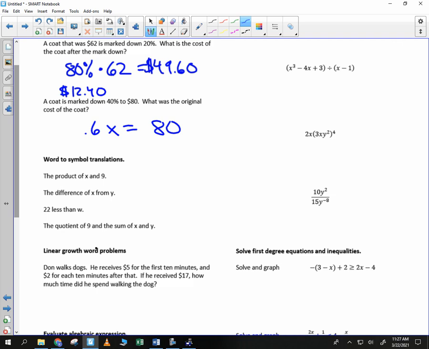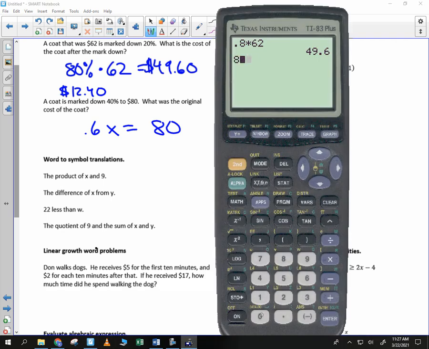How would I solve that equation? I would divide both sides by 0.6. You take 80 and divide it by 0.6, you can see you get $133.33. And there you have it.